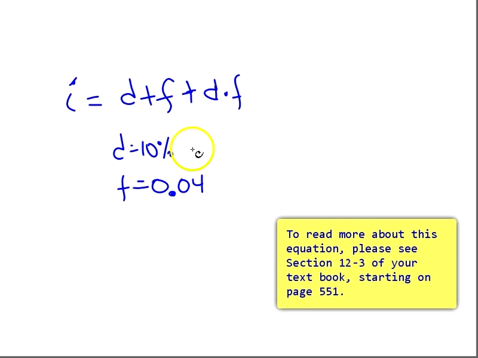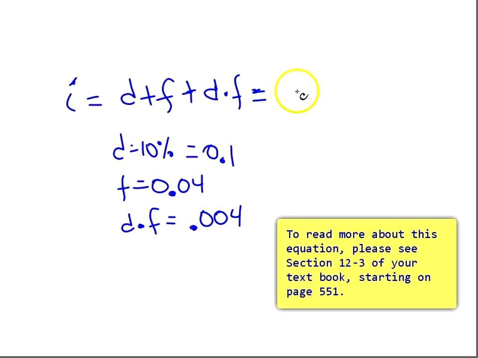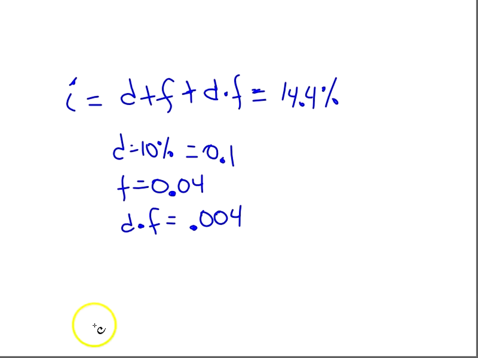And then, of course, this would be 0.1. And then, therefore, D times F is 0.004. So the minimum attractive rate of return that we need to use is now not 10%, but 14.4%. And as long as we're consistent and we use this as the minimum attractive rate of return, then we will obtain the same present worth for the project. Let's look at that.